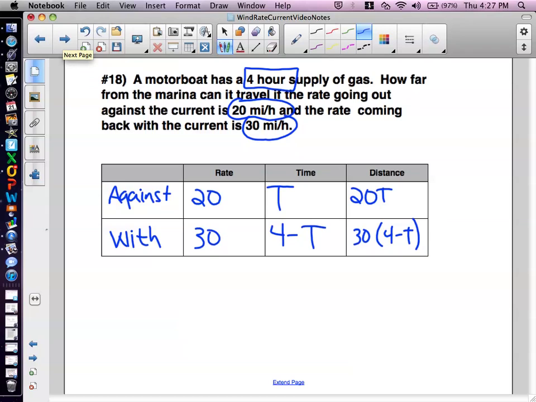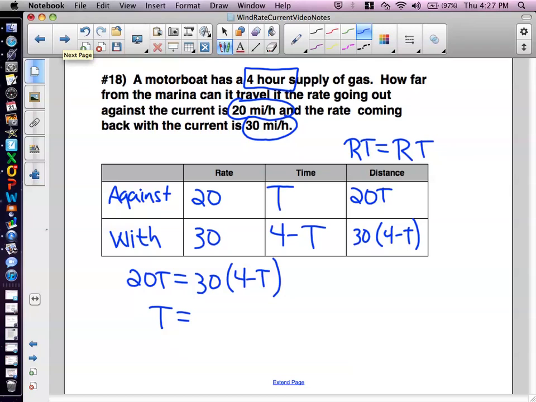And since this is a round trip, this is where I would use the relationship of distance equaling distance, or RT equaling itself. So to set this up for solving, and running through the algebra, which everybody's capable of doing, I end up here. T equaling 2.4 hours.